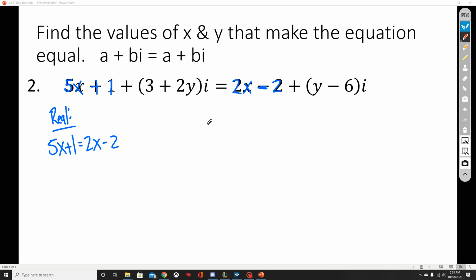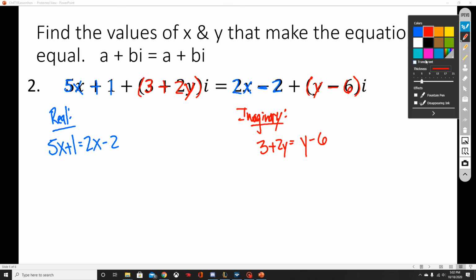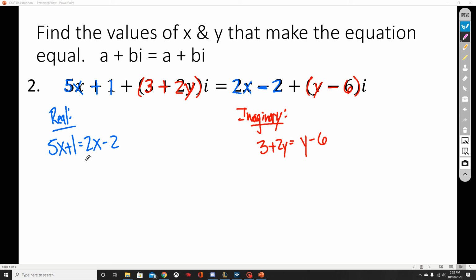Let's take a look at the imaginary part. So on the imaginary part, I have 3 plus 2y on the left side. We know that this is the imaginary coefficient because of the i. And on the right side, I have y minus 6. And we know that this is imaginary because of the i. So the 3 plus 2y on the left side needs to be equal to the y minus 6 on the right side. Alright, so we got two equations here that we need to solve.